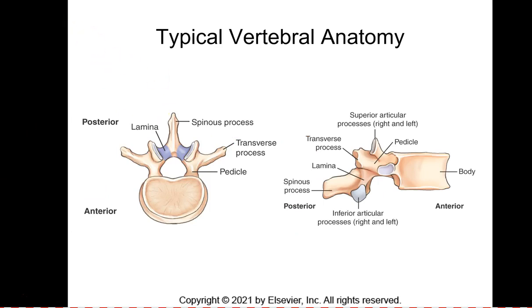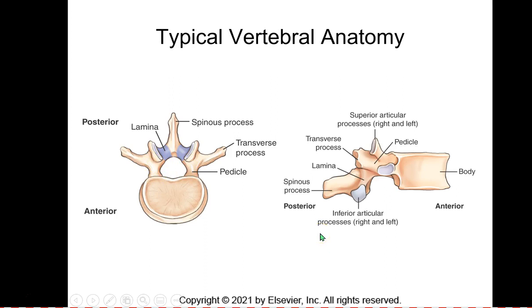A few additional parts that I want you to be familiar with. We're going to look from the superior perspective here and from the lateral perspective here. So first, the pedicles. The pedicles extend posteriorly from either side of the vertebral body, and the pedicle forms the sides of the vertebral arch. So here is a pedicle, and this is a pedicle. The pedicle attaches directly to the vertebral body and forms the sides of the arch.